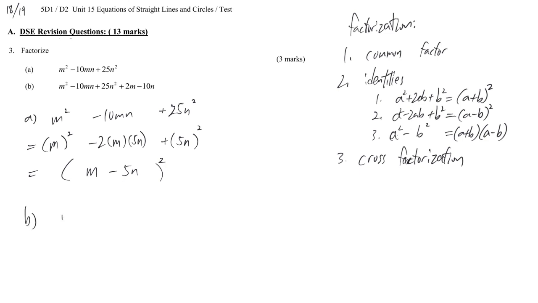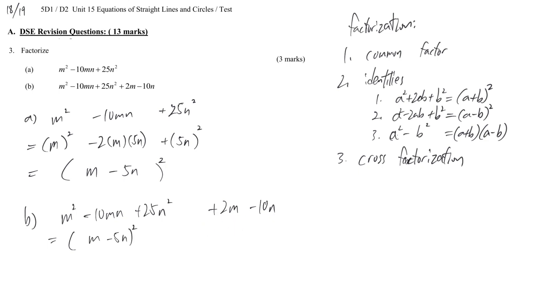Part B, we have exactly the same first three terms. That means we are going to use the result of part A. And then the second part, you may write it further. And then we have m minus 5n bracket squared.